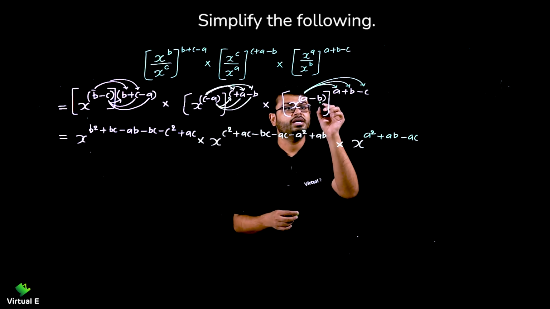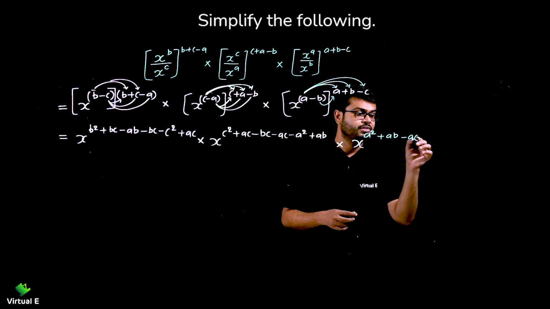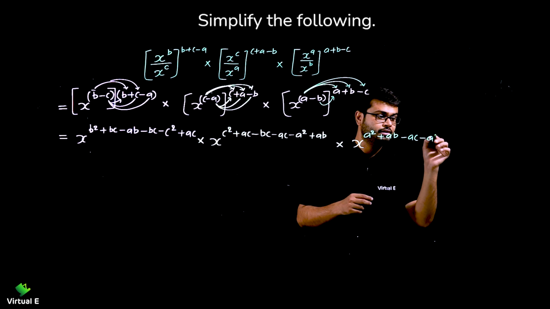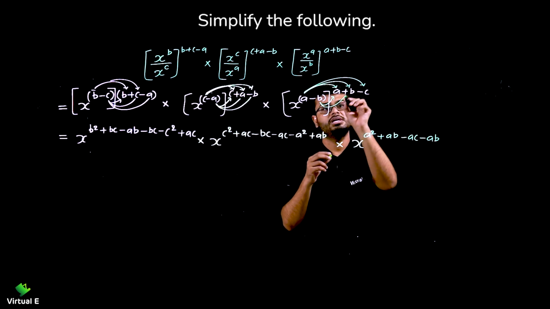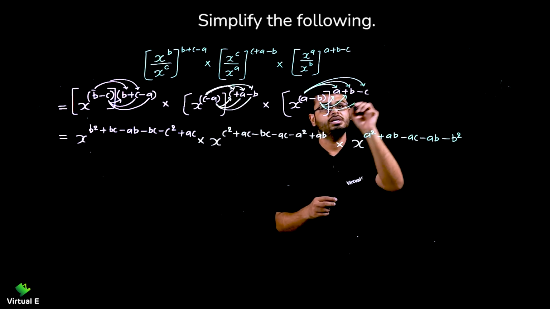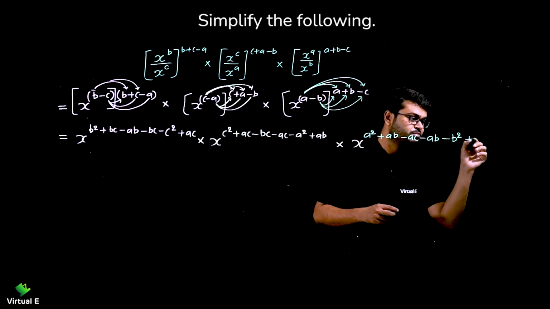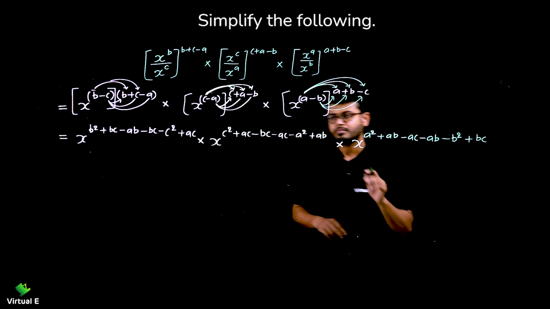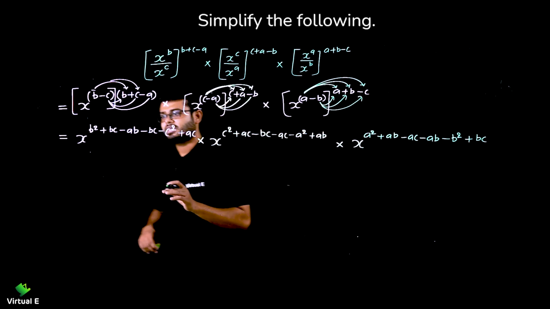Then for the term a, now let's do for the b. Here minus ab, then here b into b, that is minus b square. Now b into c, that is minus minus plus bc, right? Yes, the calculations are lengthy.